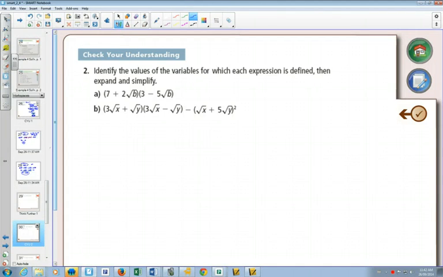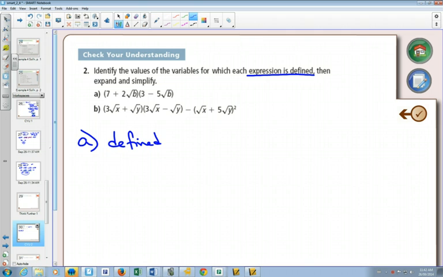Again, this question is asking where is it defined, and then they want us to expand and simplify. So remember the word defined means where is it possible. If we're dealing with square roots or fourth roots or sixth roots or any even powered root, you know that you can't take the square root of a negative.